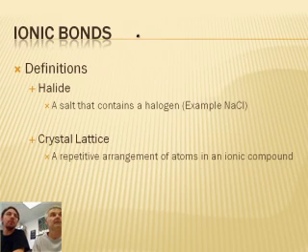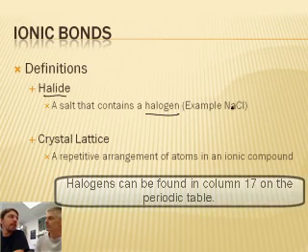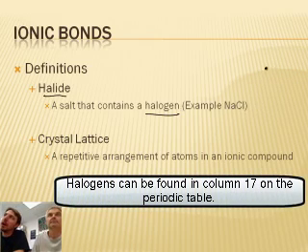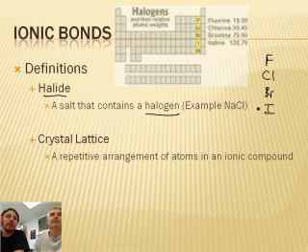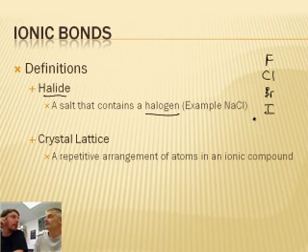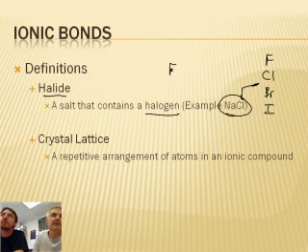Okay, some definitions just to get some words out there for you guys. A halide is a salt that contains a halogen. Now, what's a halogen, Mr. Sams? Halogens are everything in the fluorine group, group 17: fluorine, chlorine, bromine, iodine. You can say astatine, but that's the rarest element in the universe, so you're probably not going to run into that. So for example, sodium chloride, there's that Cl there. But if I have, say, iron(III) bromide, that also would be a halide.